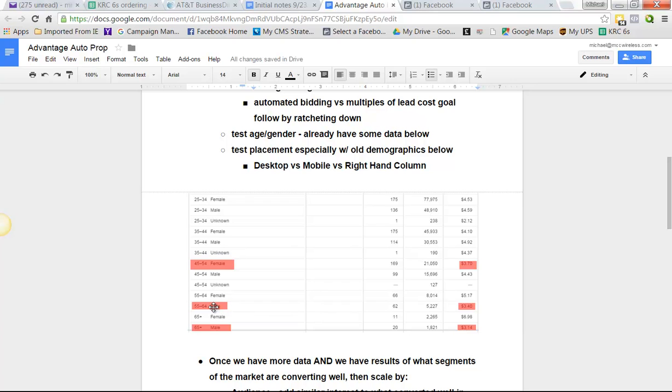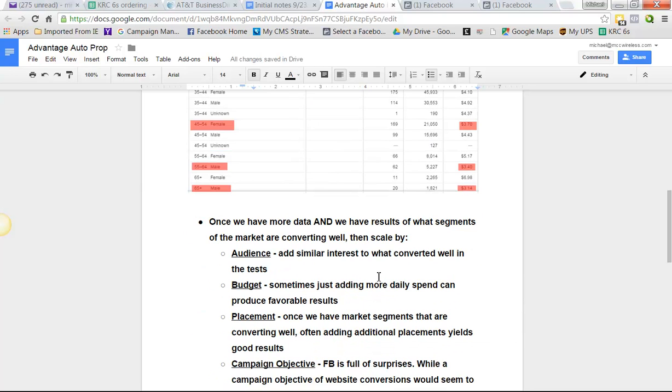This 54 to 64 and 65 plus, maybe these guys are all on mobile. Maybe they're all hipster older guys. I don't know. But a lot of this older demographic, they spend a lot of time on desktop, and that's where they can see. And so we want to test all these things, one versus the other, to see where we're getting the best results.